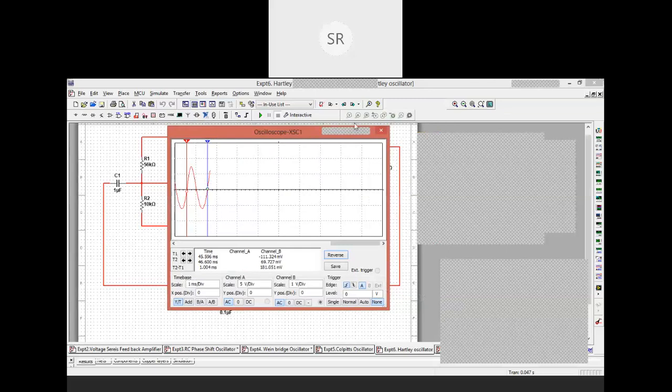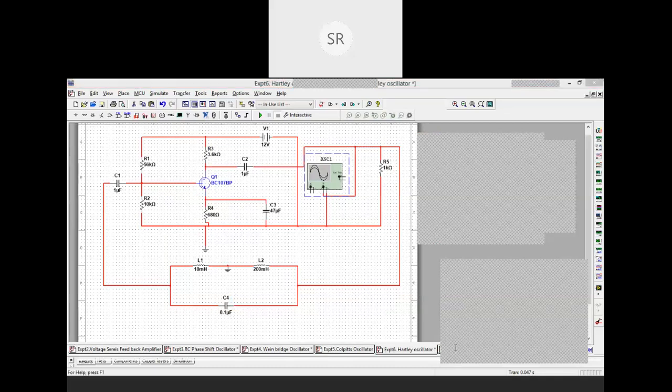Now, what is the question? The question is similar. Question number 4: What is the frequency of oscillation of the Hartley oscillator output?